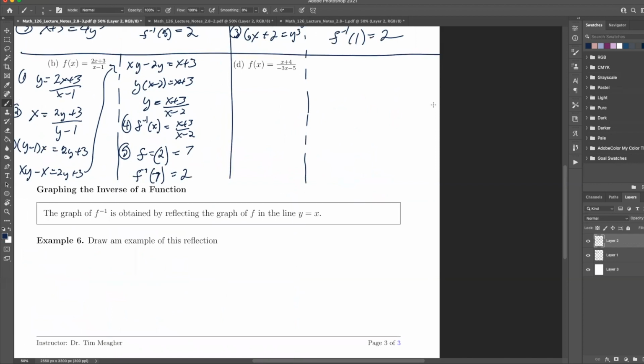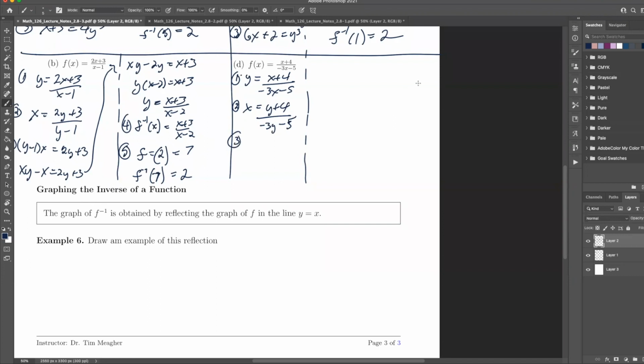All right, let's do this one last one. There we go. And so here we'll have 1. We're just going to write this as y equals (x plus 4) over (negative 3 x minus 5). 2, we're going to swap those two. And the reason we're swapping is because everything we do to x, we want to undo for y. And so by swapping that, we kind of in some way write out what's going on when we undo that.